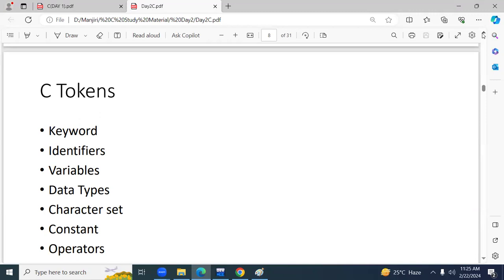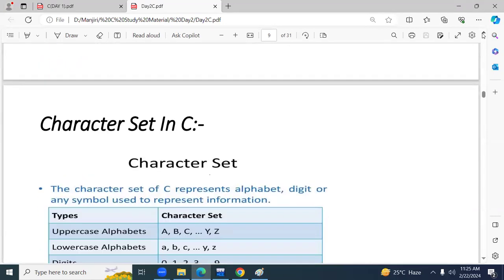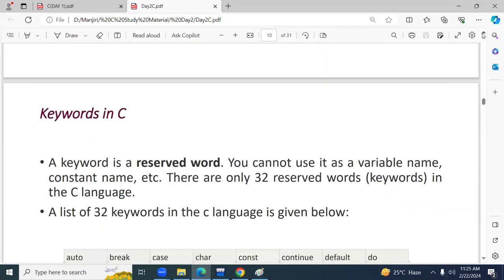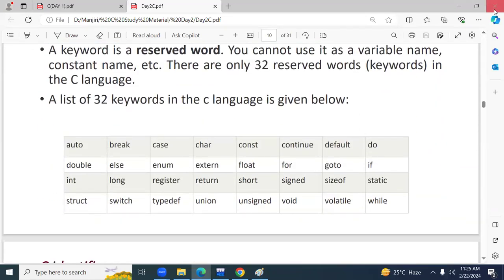पहले हमने character set देख लिया है. We already discussed the character set. Then we discussed the keyword. And now we start the discussion about the identifier. So let me know, is everybody clear about the keyword and the character set, or do I need to revise it? Is it clear to all of you?